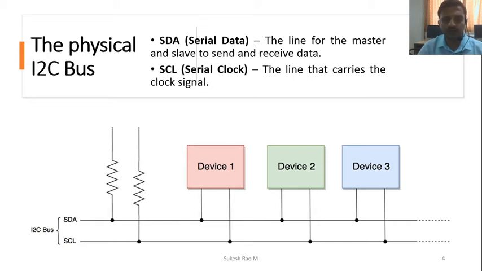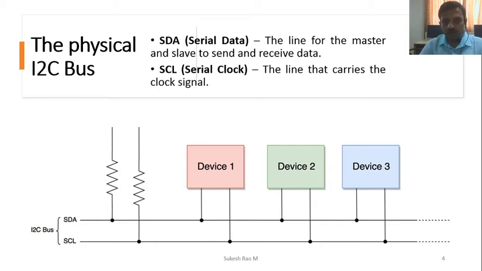The clock will go synchronously along with the data. There are certain rules that we need to study, but you see one thing: the devices are connected in parallel. So this is device 1, this is device 2, this is device 3. I can have n number of devices here, all connected in parallel to the I2C bus.